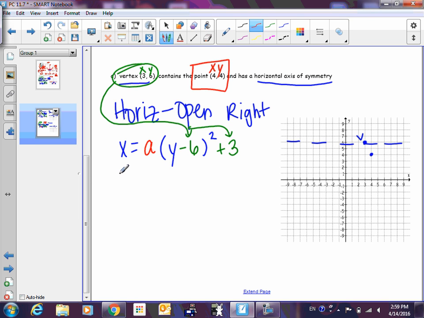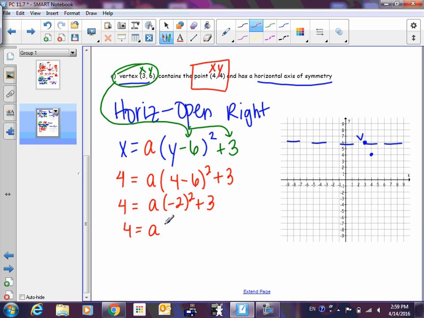So look what I'm going to do here. We have not done this yet. This is new. Put the 4 in for x. Put the 4 in for y. And see how it's only numbers left? We can figure out what a equals now. So let's do the number crunching. 4 minus 6 is negative 2. PEMDAS says we've got to do that exponent in the parentheses before I add the 3. So that's going to become 4. Then I'm going to subtract 3 and get 1 equals 4a.